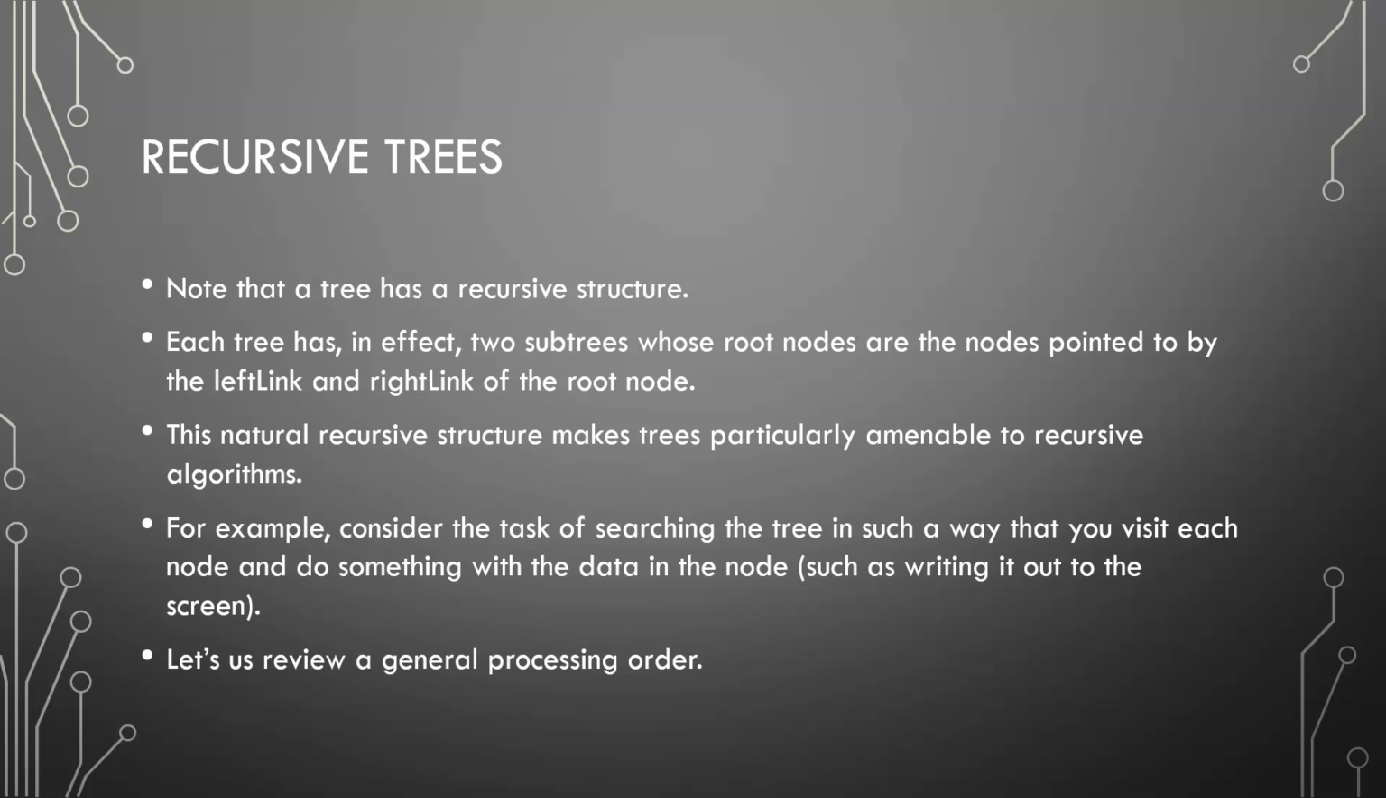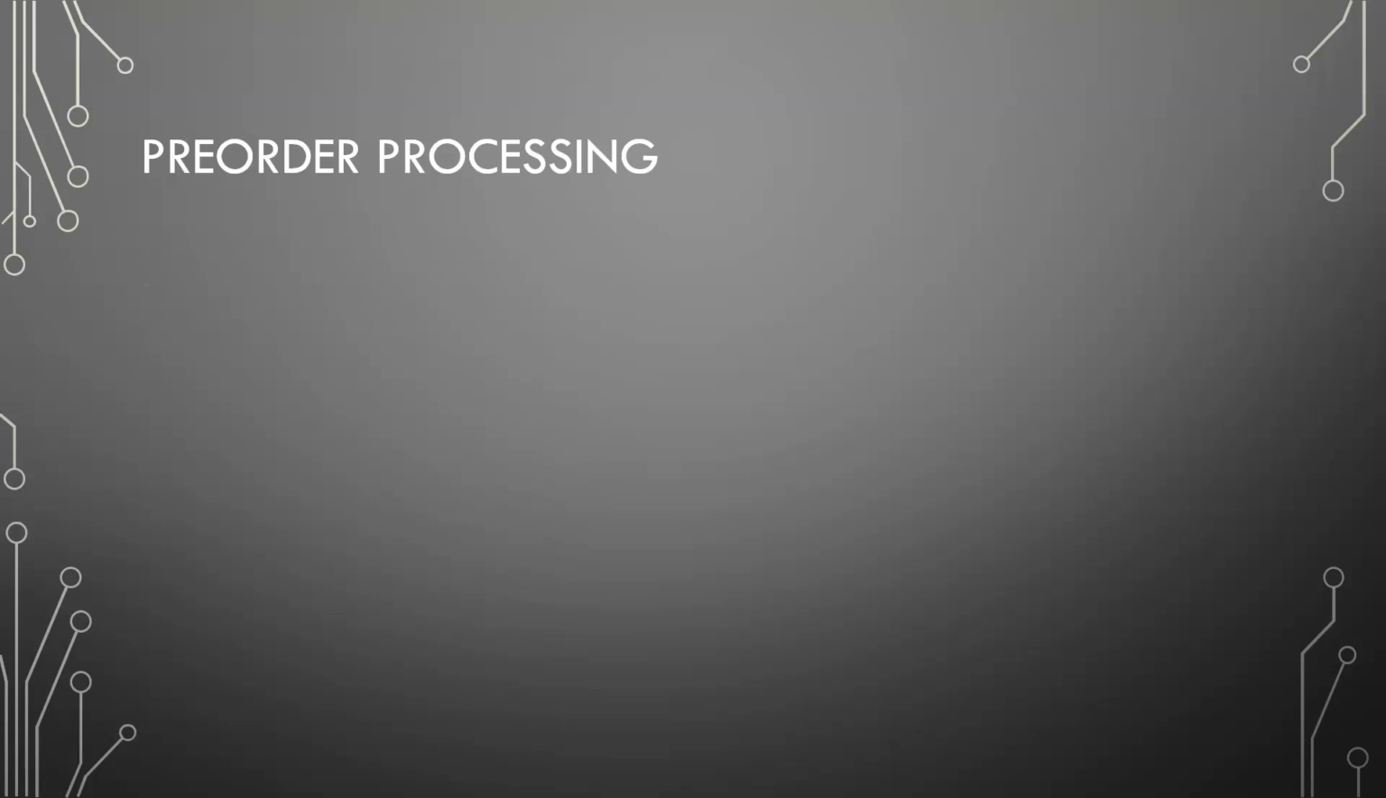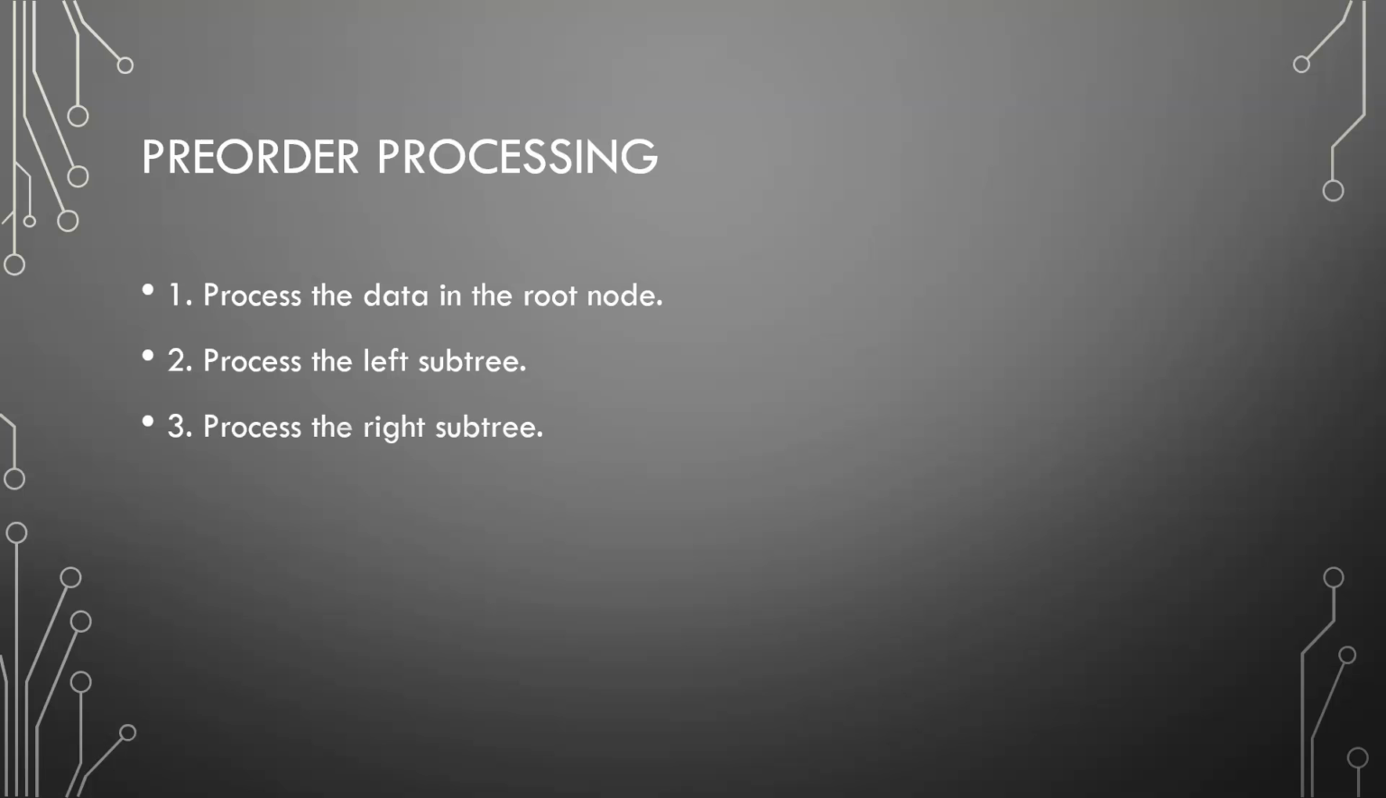All right, so in order for us to grasp this, we're going to look at this in a general processing order. So how does this algorithm actually process the data that's being handled? We're going to the first node and then writing it to the screen. So the first thing is pre-order processing. First, it wants to process the data in the root node, because it has to start at the root. Kind of like with a linked list, it has to start with the head. Then it's going to process the left subtree, because it's going to look at the left side first. Then it's going to process the right subtree.